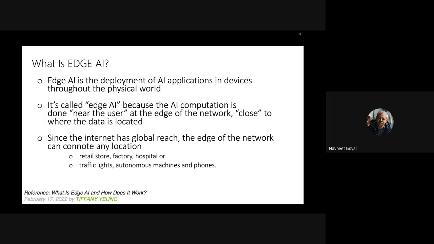There are two things that are important here. One is near the user or near the device which is generating the data. Another term that is important is that we are doing it at the edge of the network, so we also need to understand what this means. Since the internet has global reach, the edge of the network can connote any location. It could be a retail store, a factory, a hospital, traffic lights, autonomous machines, vehicles, and phones. It could be anywhere.